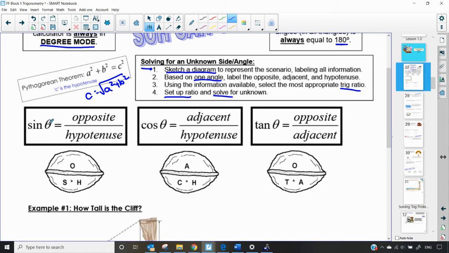Our ratios are given to us here. You do have these on your formula sheet. Sine of the angle is opposite over hypotenuse. Cosine of the angle is adjacent over hypotenuse, and tangent of the angle is opposite over adjacent.